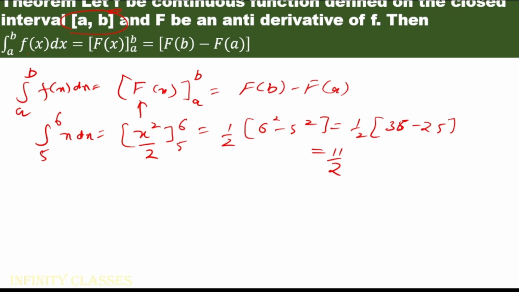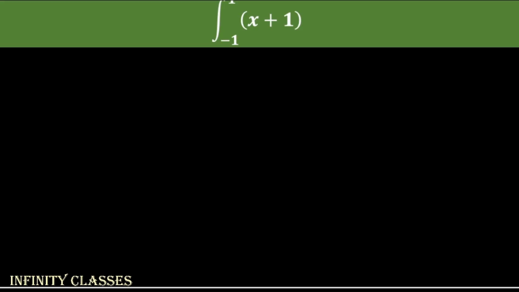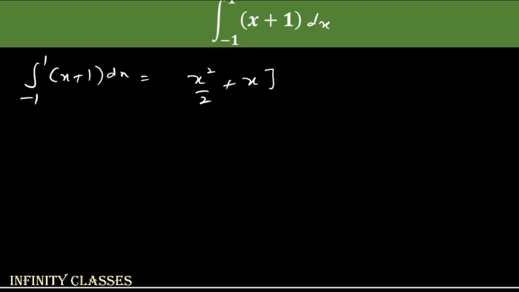So let's start with questions so that we can get more clarity. This is one of our questions. The lower limit is -1, the upper limit is 1, of (x plus 1) dx. How will I find it? The integration of x is x square upon 2, and the integration of 1 is x, and then the upper limit and lower limit go here.